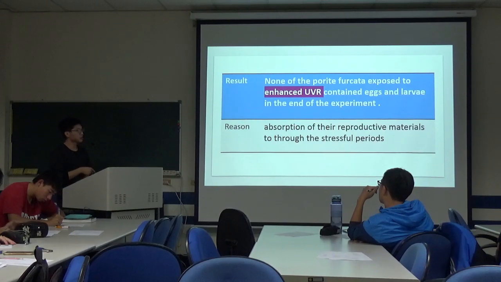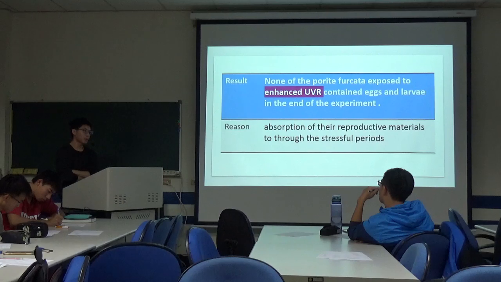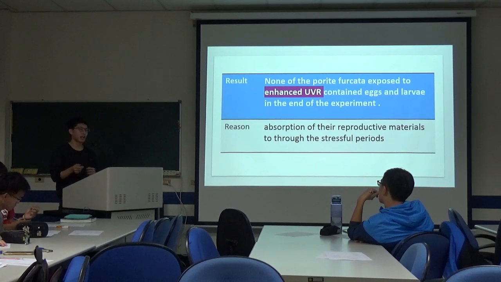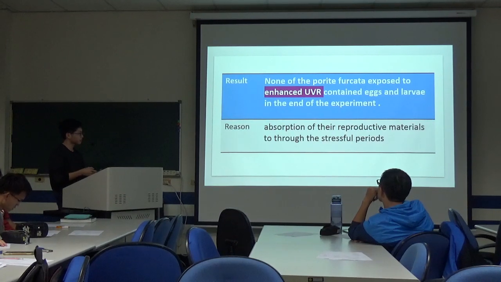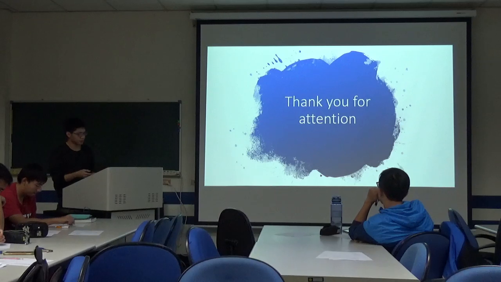But at the end of the experiment, Porites didn't completely lose their spermary, unlike other coral species. So we can conclude that Porites are more resistant to enhanced UVR. Thank you for your attention.